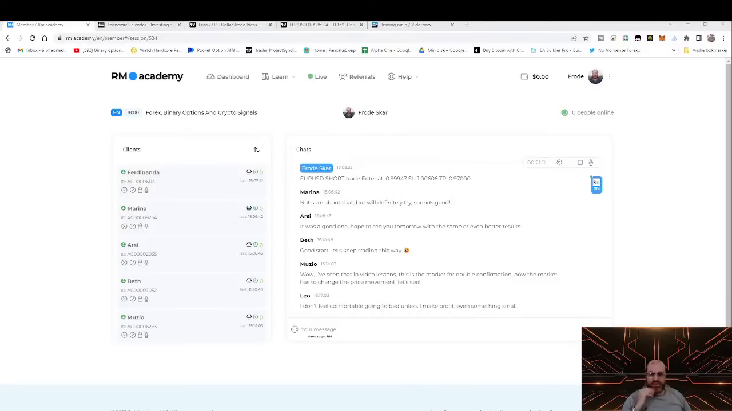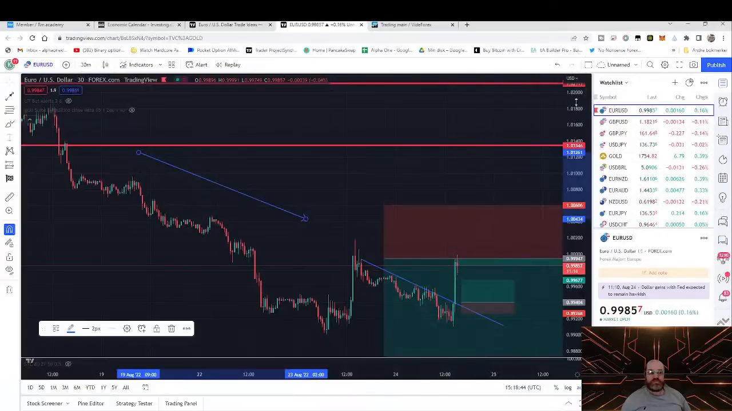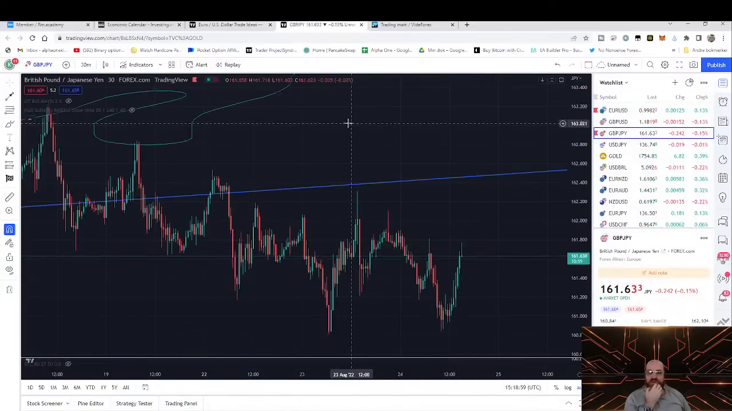We take the next pair. I think we can try to skip the dollar for now. We can go back to GBP USD in a little while. So let's take GBP JPY, because there is no news on that one. So here I see something on the 30 minutes.